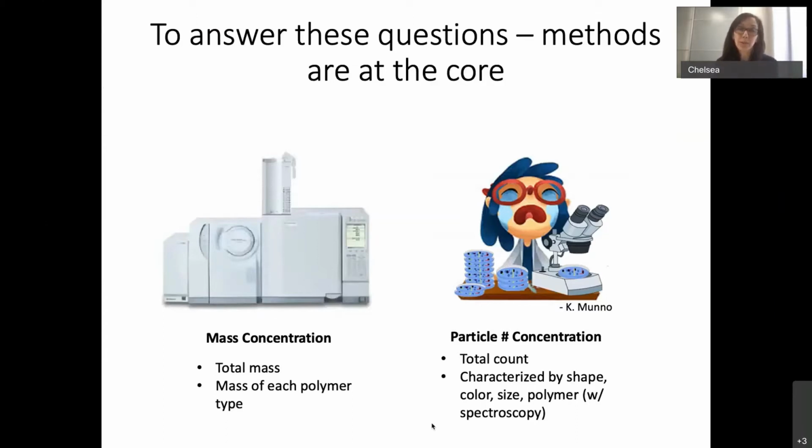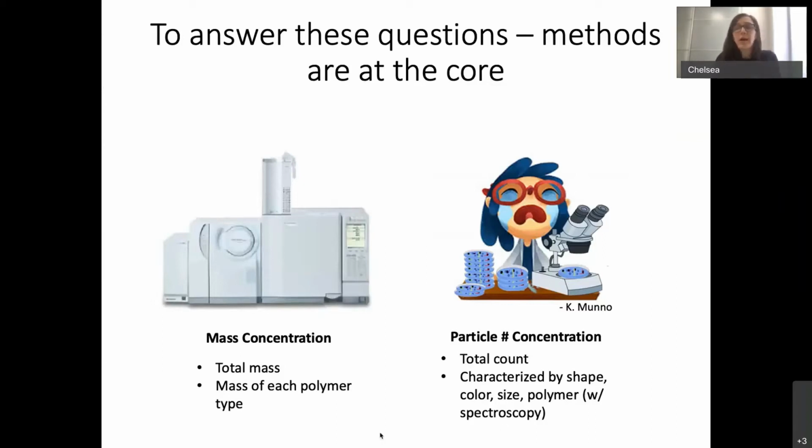Those include measuring the mass concentration of microplastics through gas chromatography, mass spectrometry, often with a pyrolysis unit at the top, or it's by particle number concentration, often starting with microscopy, but sometimes going straight to spectroscopy, where you get things like the count and the size distribution and the polymer type, and sometimes the shape and the color, all of which can be important for informing sources, understanding the fate, and of course, thinking about the effects.